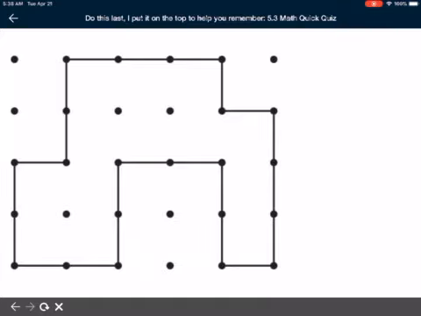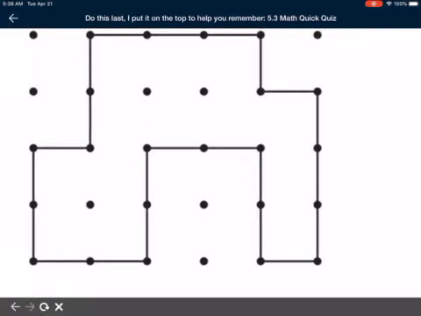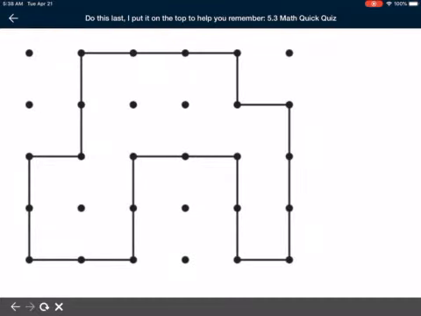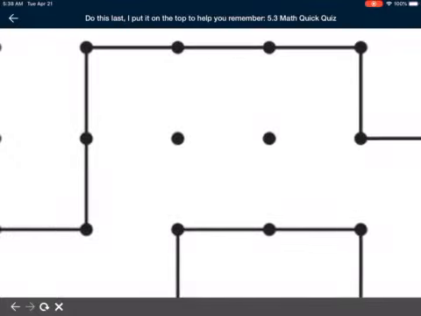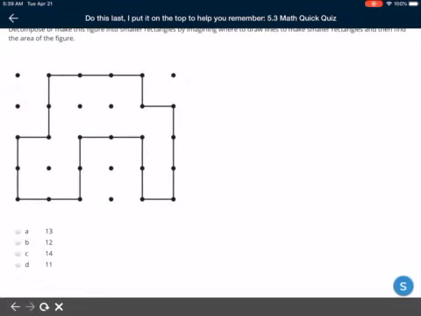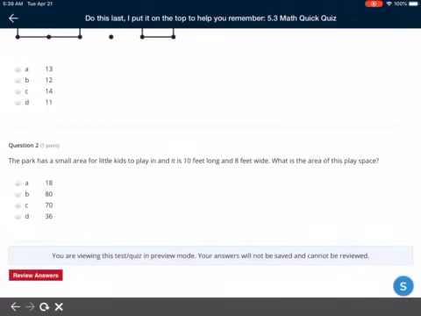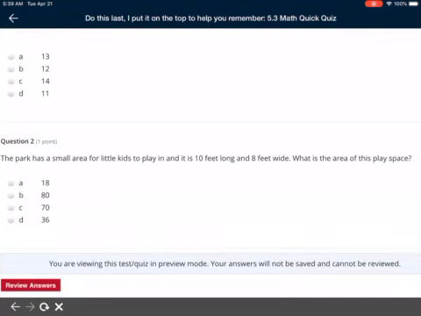You really could break this up in any way, but you are just trying to figure out where you would draw those imaginary lines to help count the area. You just have to imagine where those squares are. That's why it can help if you do it in smaller pieces. Once you figure out what the area is by adding up how many squares there are, make your choice below. Then, number 2, the park has a small area for little kids to play in, and it is 10 feet long and 8 feet wide. What is the area of this play place?